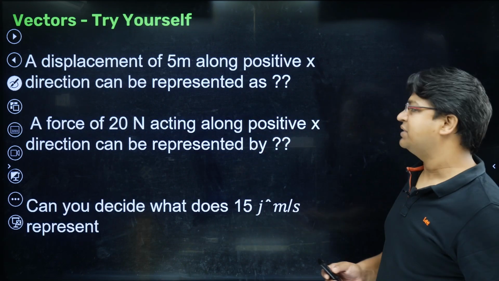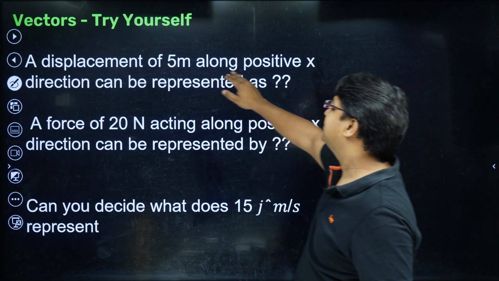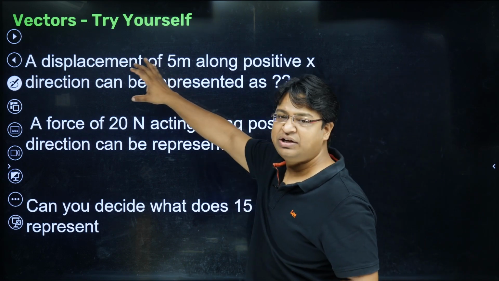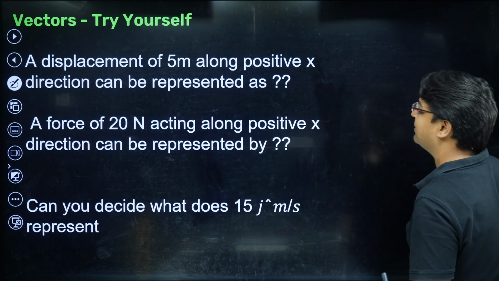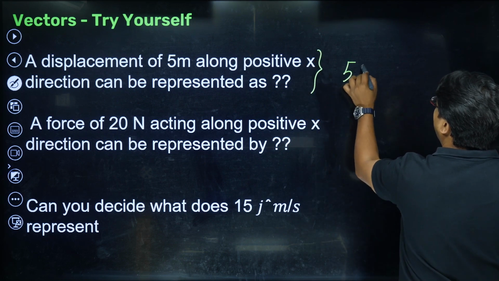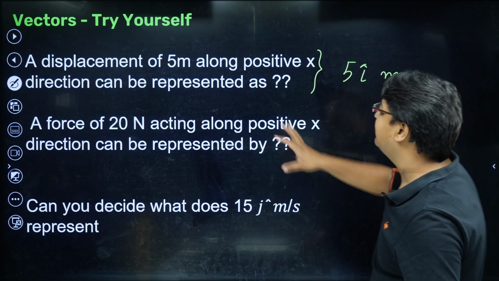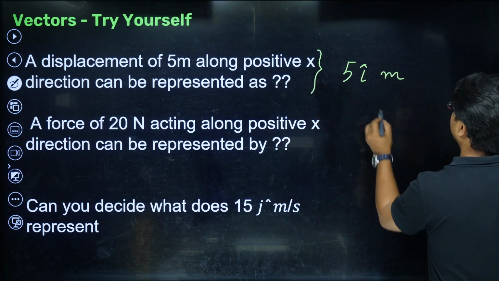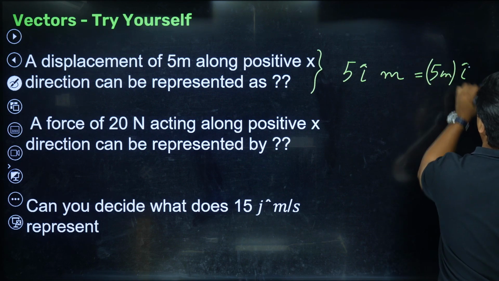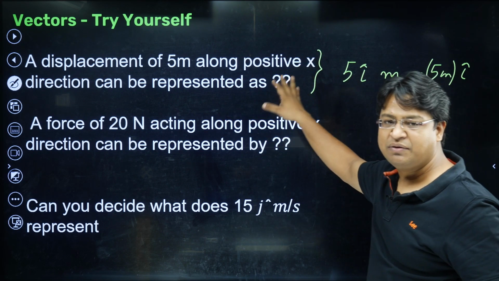Now how does it help us? We'll try to understand with this example. Suppose I want to write a displacement of 5 meter along the positive x direction. Whatever has been written in English here, how can I represent it mathematically? This can be represented as 5 i cap meters. You can put the unit after this. So 5 i cap meter or 5 meter i cap, it doesn't matter whether you put the unit before or after i cap. Both are correct. So a displacement of 5 meter along the positive x direction will be represented by this.